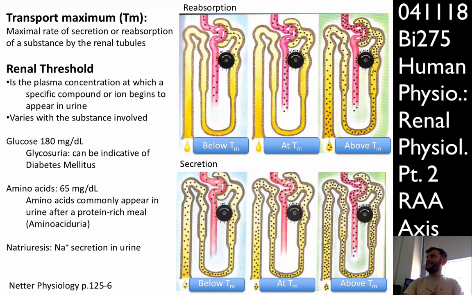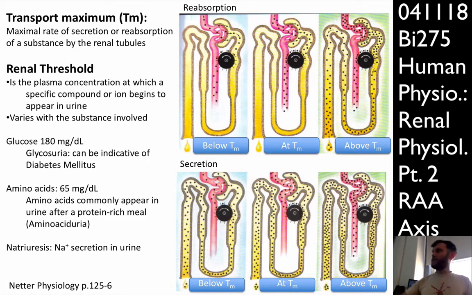For amino acids, it's significantly lower. It's around 65 milligrams per deciliter, depending upon what amino acid we're talking about. Some amino acids have higher or lower renal thresholds. Because of this, amino acids commonly appear in the bloodstream after a protein-rich meal. Say you are a bodybuilder or an athlete of some sort and have a high protein diet. The truth is you're probably secreting a significant amount of that into your urine. And we call this amino aciduria.